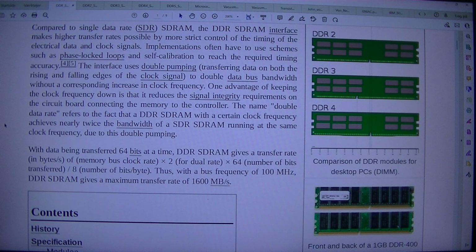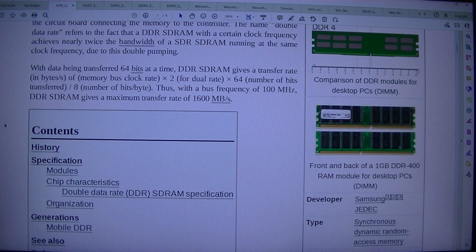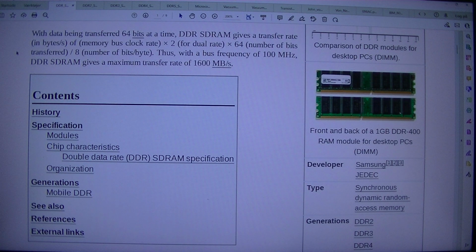The name double data rate refers to the fact that a DDR SDRAM with a certain clock frequency achieves nearly twice the bandwidth of a SDR SDRAM running at the same clock frequency, due to this double pumping. With data being transferred 64 bits at a time, DDR SDRAM gives a transfer rate, in bytes/s, of memory bus clock rate × 2 (for dual rate) × 64 (number of bits transferred) / 8 (number of bits/byte). Thus, with a bus frequency of 100 MHz, DDR SDRAM gives a maximum transfer rate of 1600 MB/s.